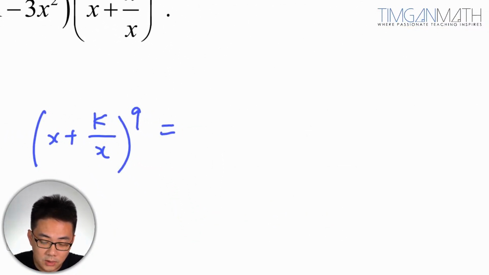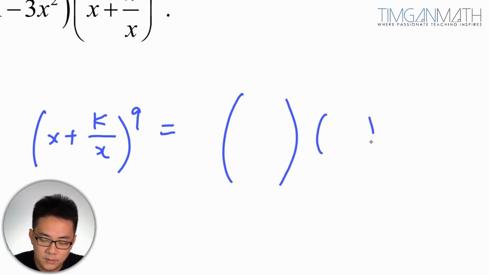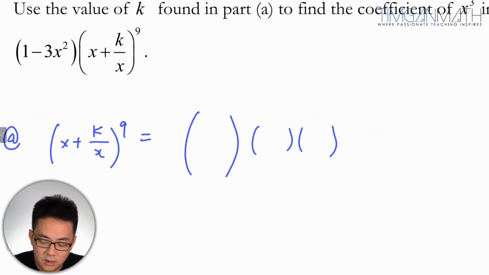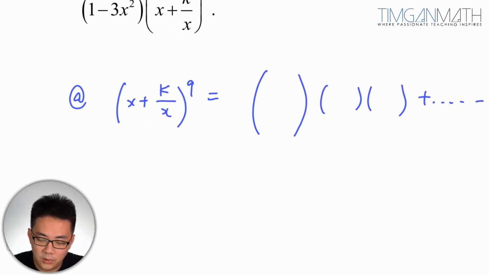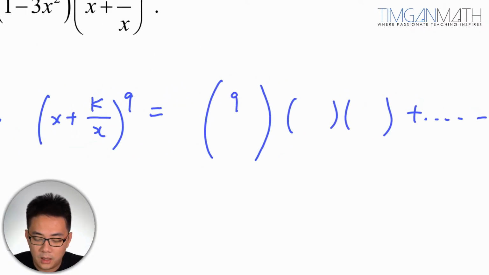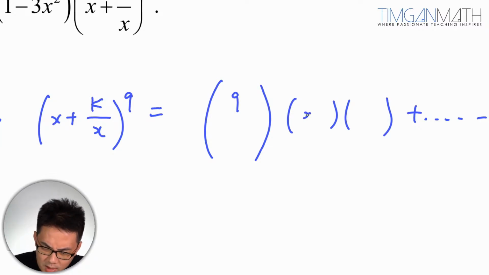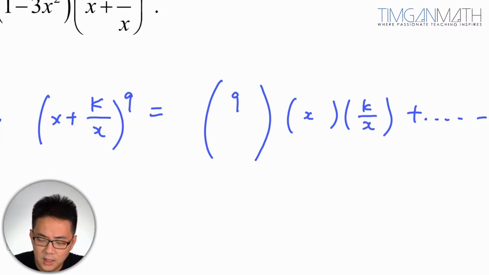So what I would usually suggest is just put 3 columns, and just find a general term. And this is usually what we call a T r plus 1 term. T r minus 1 doesn't matter, but that's the idea there. What you do is actually just put a 9 here. This is the r plus 1 term, okay? So it's x and this is k over x. So what we need to do is actually just put r here.